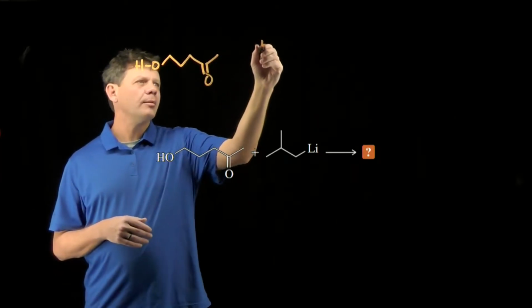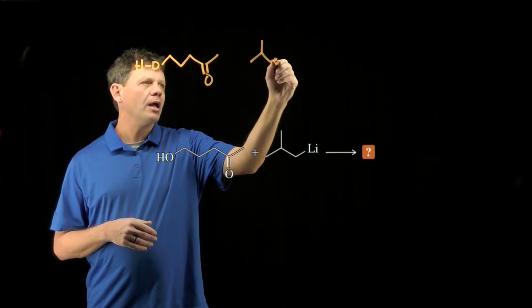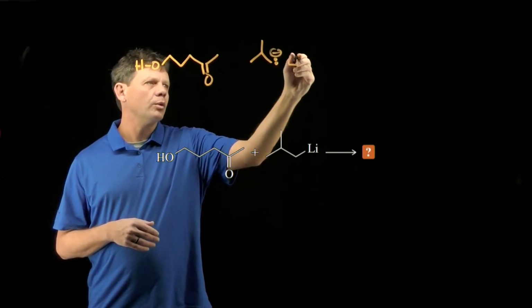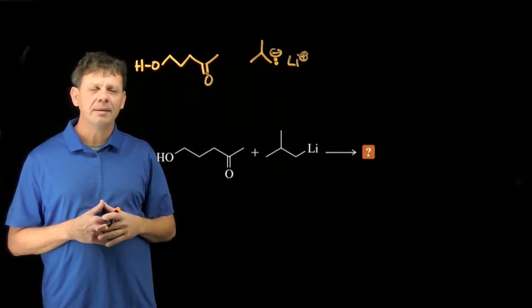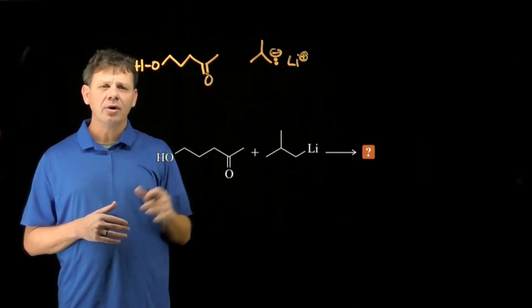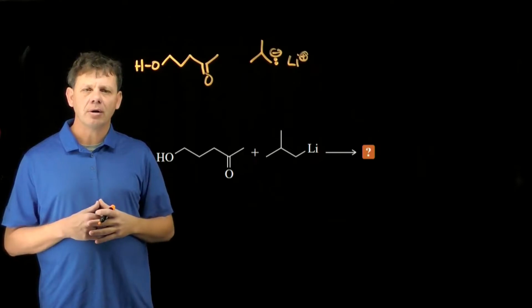reagents are oftentimes represented as if they're ionic bonds, so we could draw it as a negative charge on carbon and a positive charge on lithium. These are great nucleophiles, but also very strong bases.